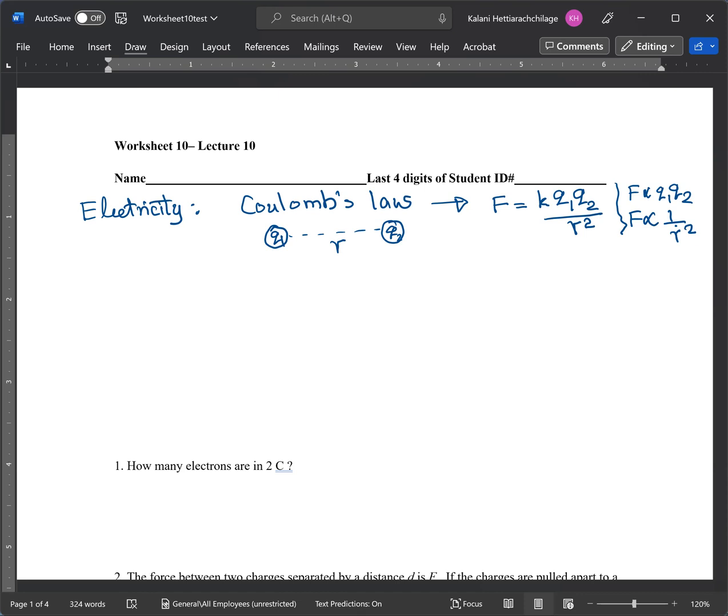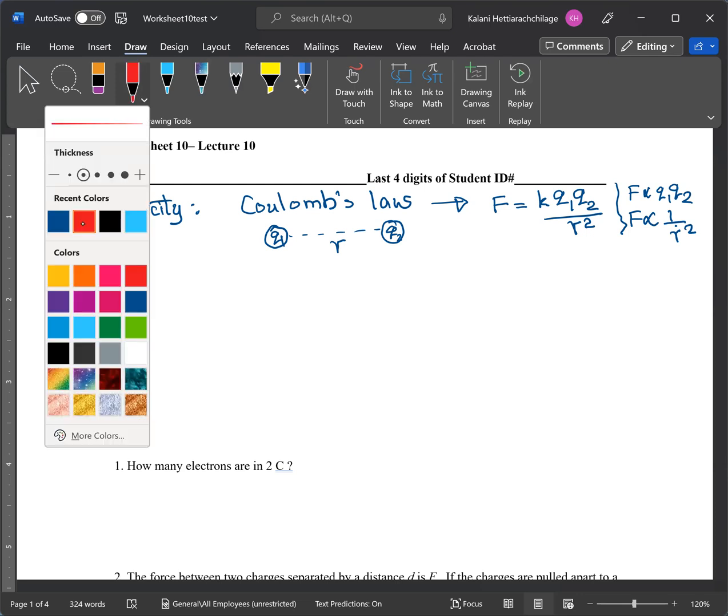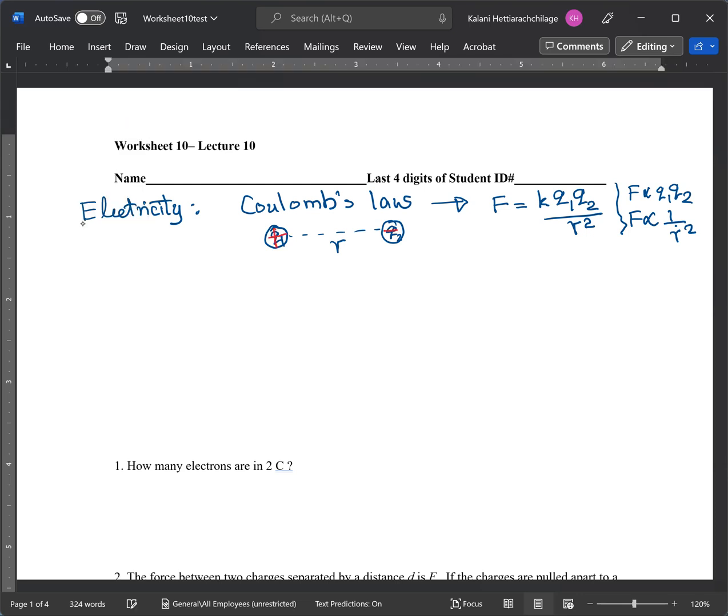If they are positive charges, that means I have the same sign charges, they're going to repel. So that's the force that I am calculating. If they are positive and negative, they're going to attract each other, right? After Coulomb's law, we discussed the electric field.